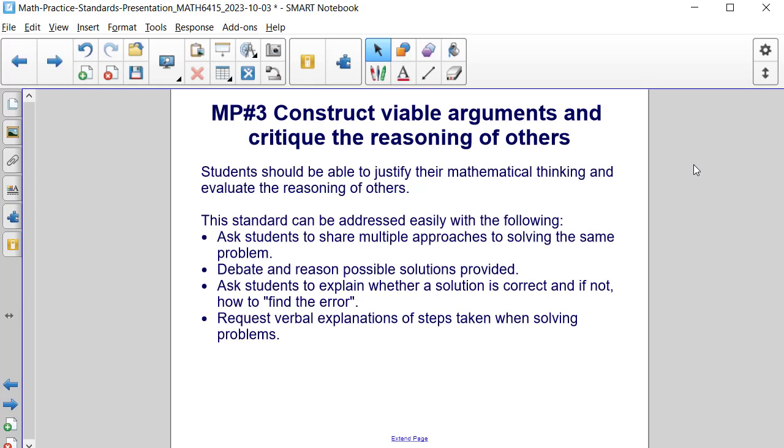Mathematical practice standard number 3 asks students to construct viable arguments and critique the reasoning of others.